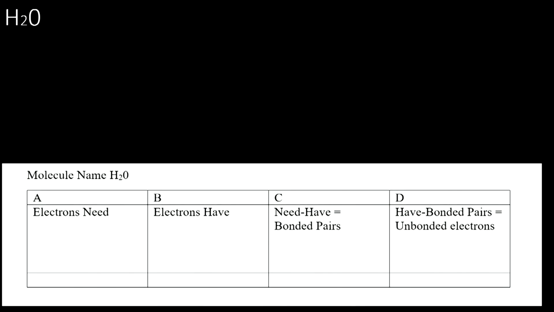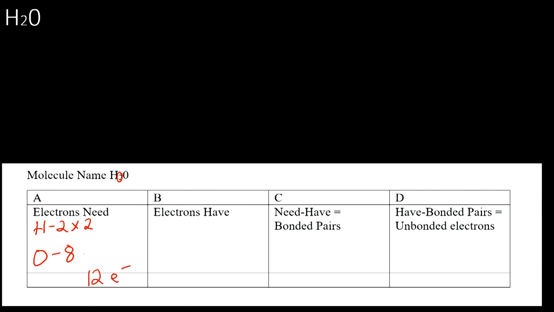Our next is going to be water. So column A is hydrogen and oxygen. Each atom of hydrogen needs to have 2 electrons, and we'll times it by 2 because there are 2 atoms of hydrogen. Each atom of oxygen needs 8 to be chemically stable. So when we add that up, we will have 12 electrons.